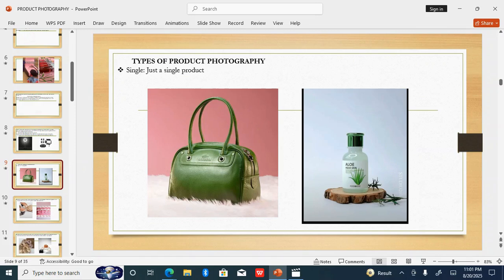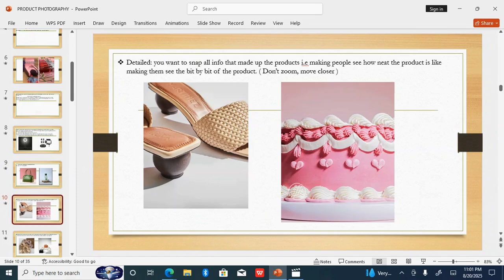Now we have the types of product photography. We have single product photography. This is whereby you're just snapping a single product. Like you can see here, it's just a single bag, a single aloe vera skincare product, just one product. Or we also have detailed. Detailed is where you want to give full information about that particular product.